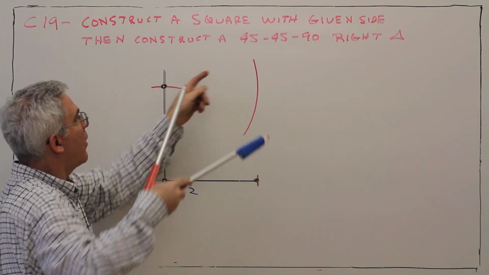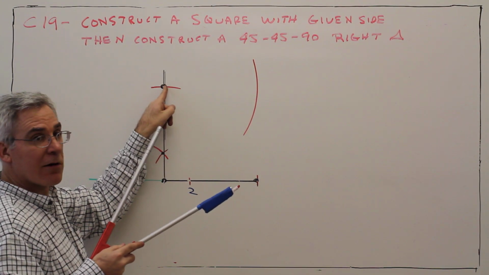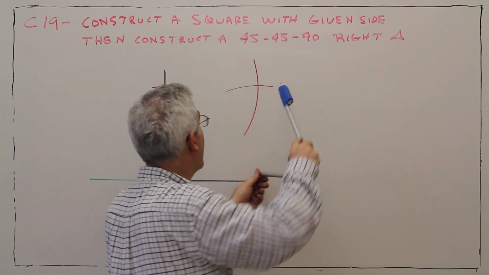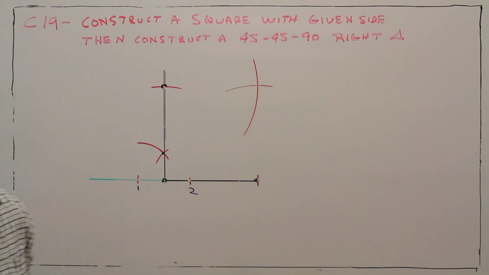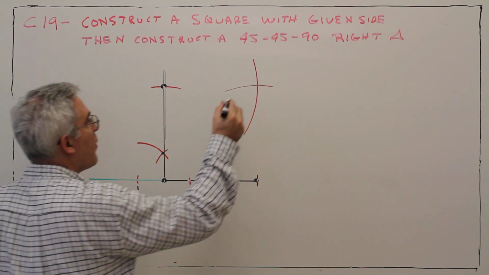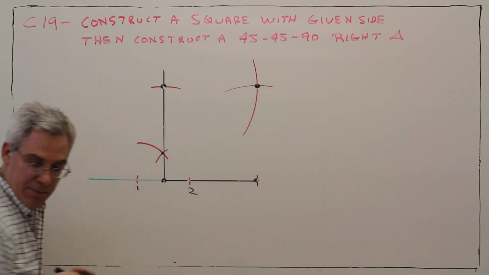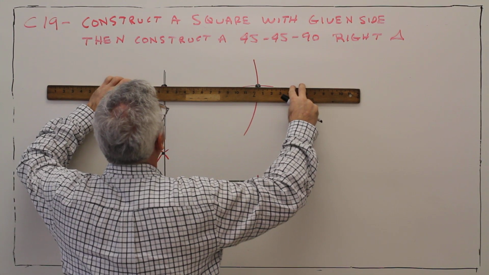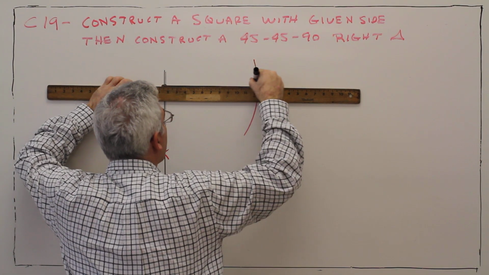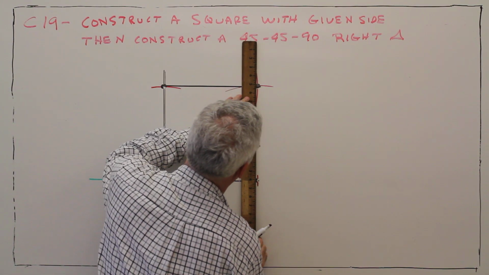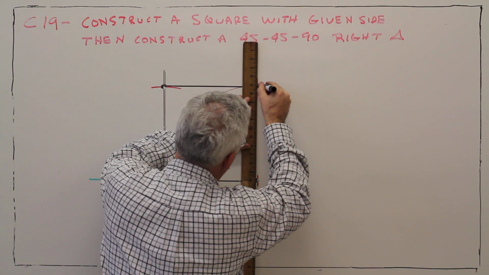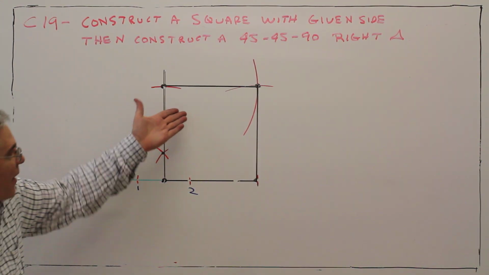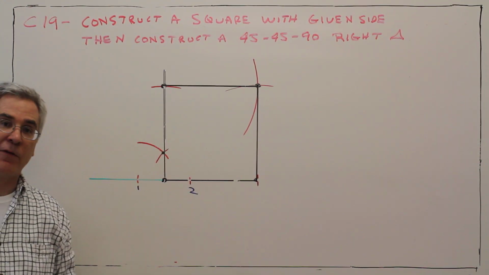So all of the points on this arc are that distance. All of the points on that arc are the same distance. This must be the 4th and final vertex. I've now constructed a square out of the given side.